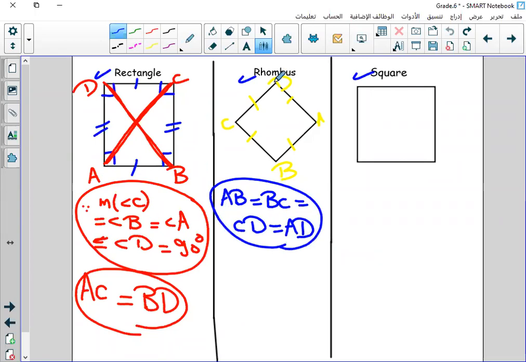And the two diagonals are perpendicular. So AC is perpendicular to BD.